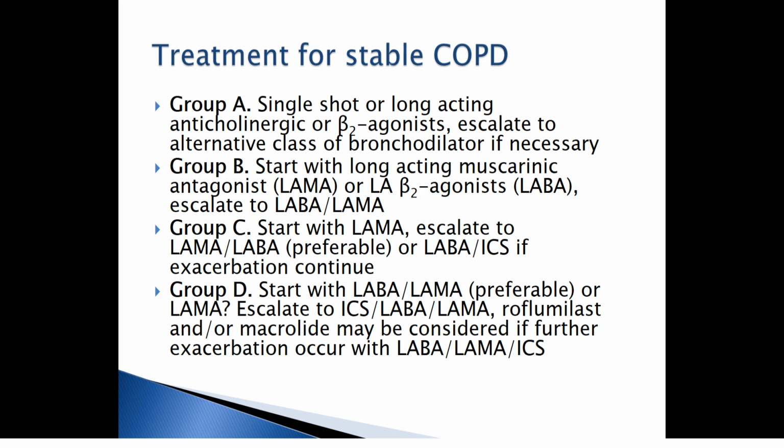For group C, low symptom severity, but exacerbation risk is higher. Start with LAMA, the same, then escalate to LABA-LAMA or even LABA and inhaled corticosteroids if exacerbations continue. So inhaled corticosteroids are also used in case of COPD. Three main groups for bronchial obstruction are beta-2 agonists, inhaled corticosteroids, and long-acting muscarinic antagonists.